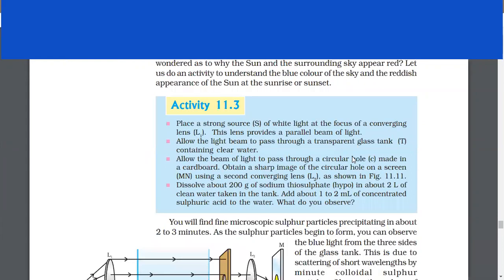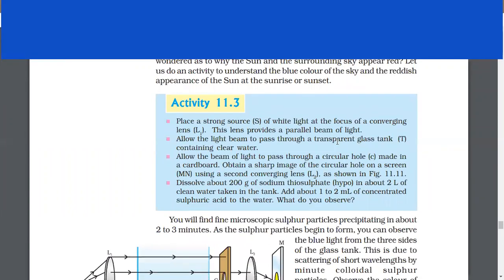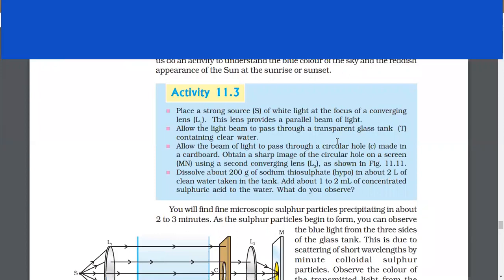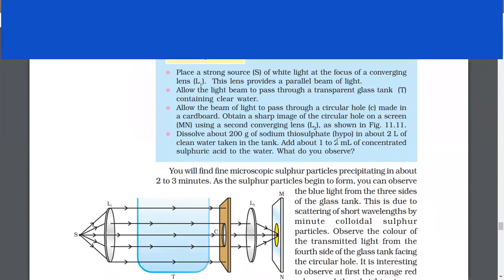Activity 11.3. Place a strong source of white light at the focus of a converging lens. This lens provides a parallel beam of light. Allow the light beam to pass through a transparent glass tank containing clear water. Allow the beam of light to pass through a circular hole made in a cardboard. Obtain a sharp image of the circular hole on a screen using a second converging lens, as shown in figure 11.11. Dissolve about 200 grams of sodium thiosulfate in about 2 liters of clean water taken in the tank.